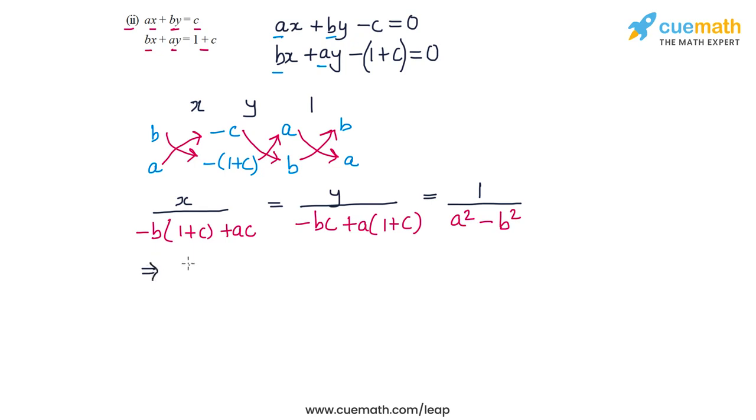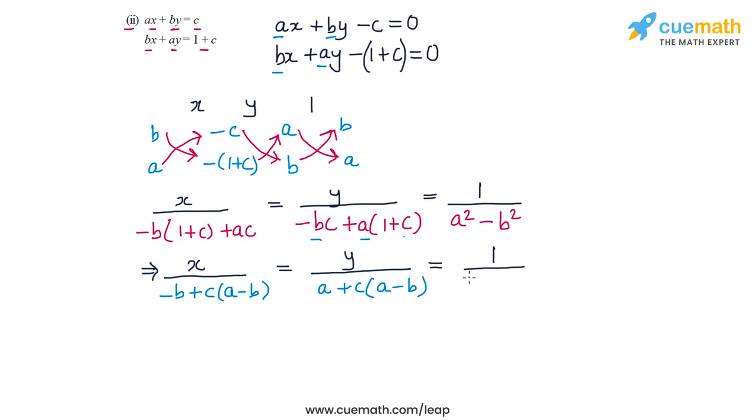Now let's simplify this. So we have x by, let's write the denominator as minus b minus bc plus ac, so that's minus b plus c times a minus b. So this is how I can write the expression under x. Then we have the expression under y, so that's y by, I can write this as minus bc plus a plus ac. So let me write this as a plus c times a minus b, and then we have this term under 1, which is 1 by a square minus b square.